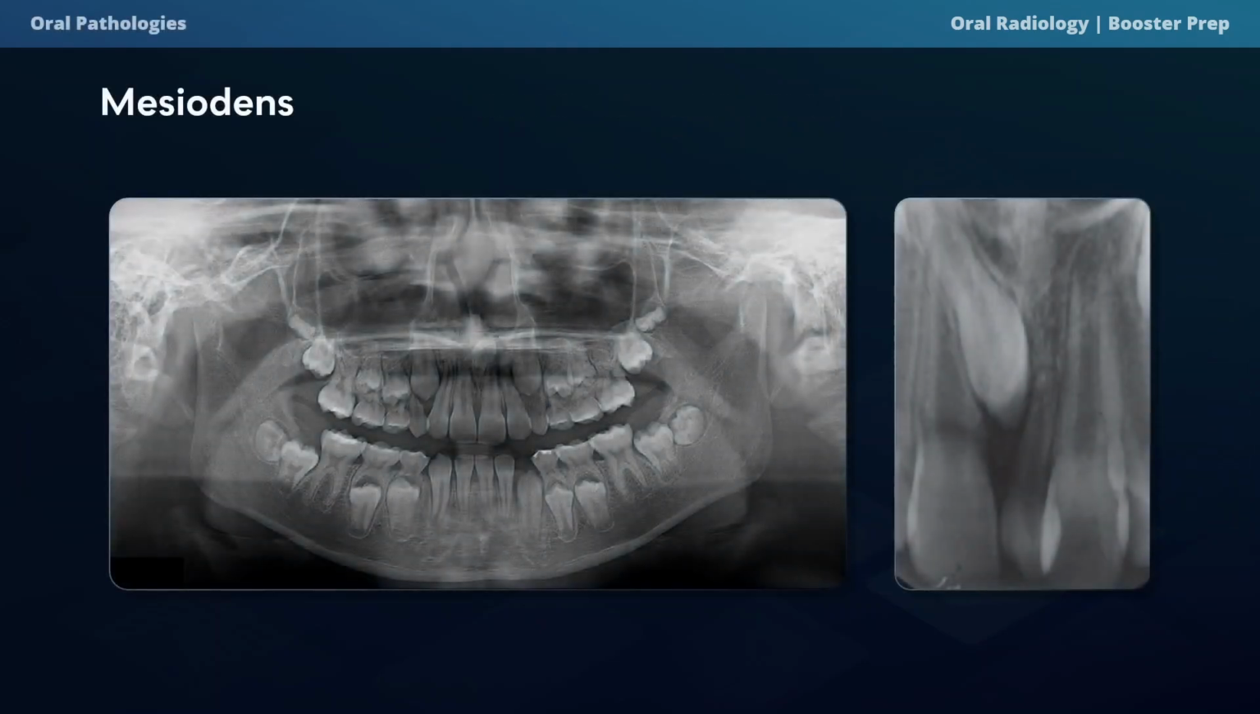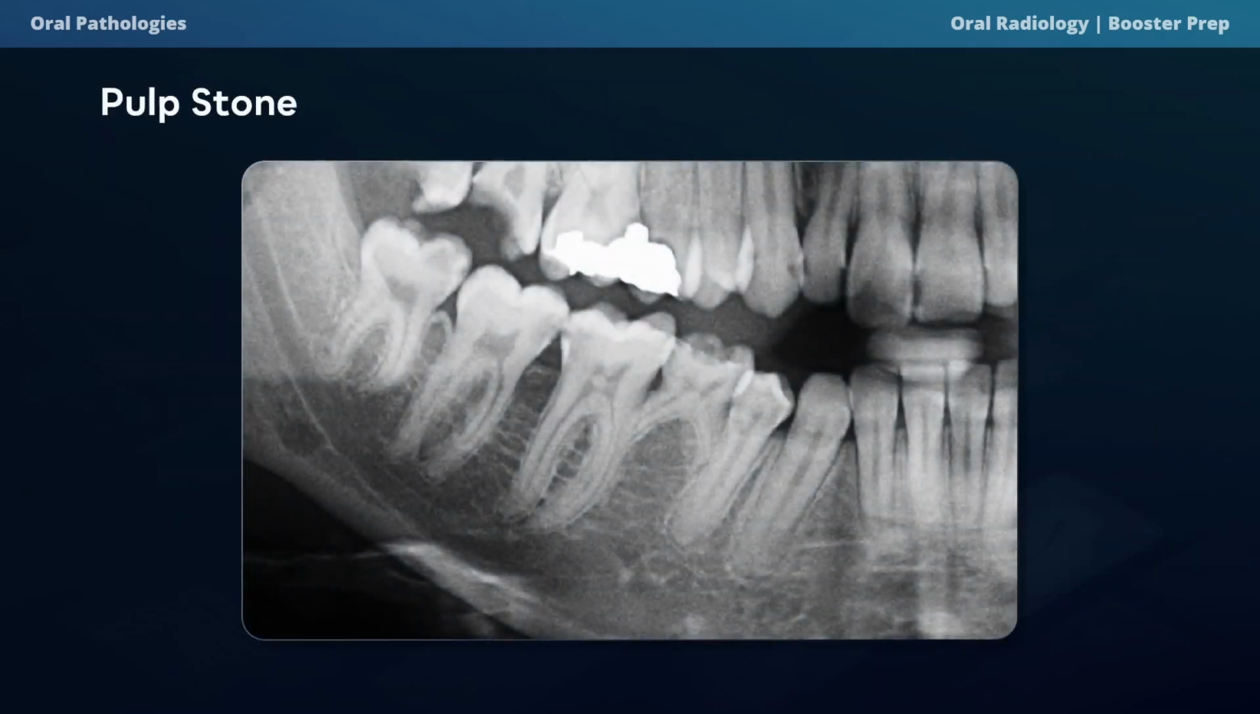The first example is a Mesiodens, which is a type of supernumerary tooth that appears between the permanent maxillary central incisors, and on this radiograph you can see it clearly positioned right at the midline. Next, we can see pulp stones, which appear as small radiopaque spots within the pulp chamber or the root canals of the teeth. These are calcified masses, and in most cases they're asymptomatic and usually just an incidental finding on the radiograph.